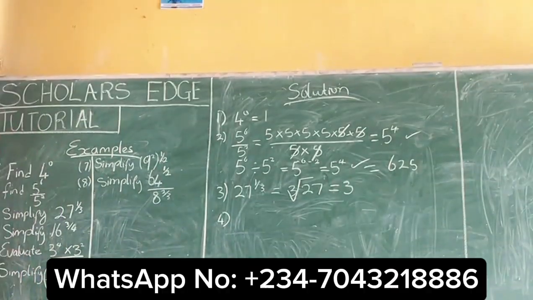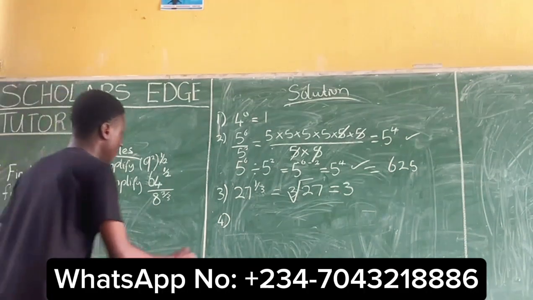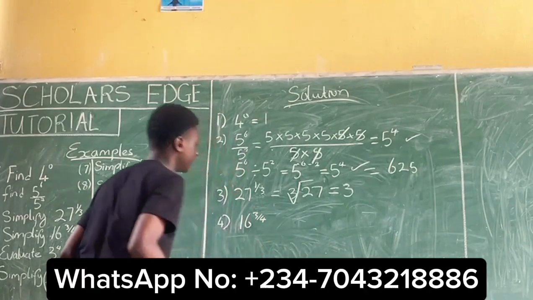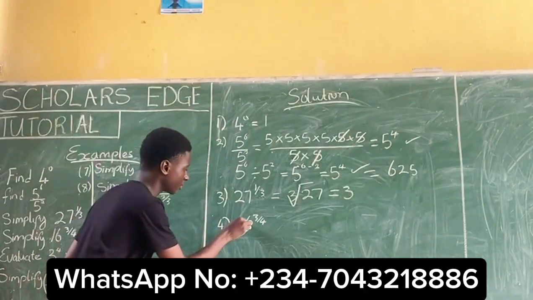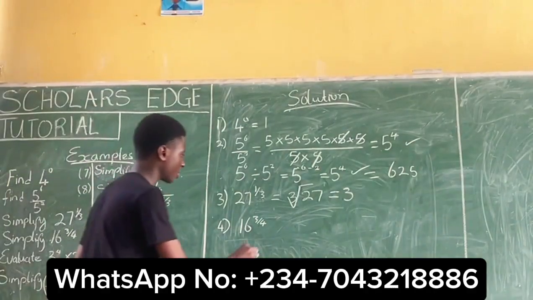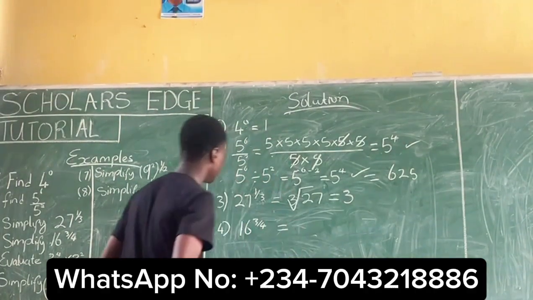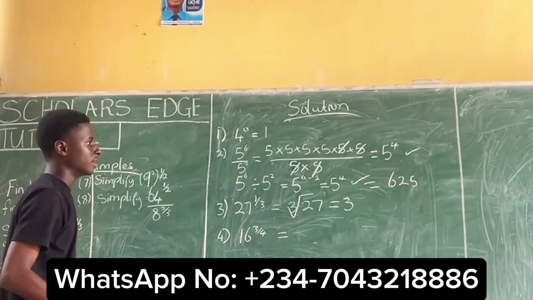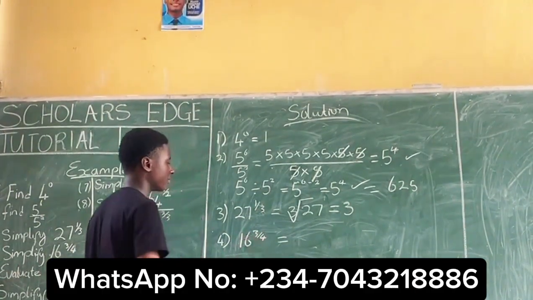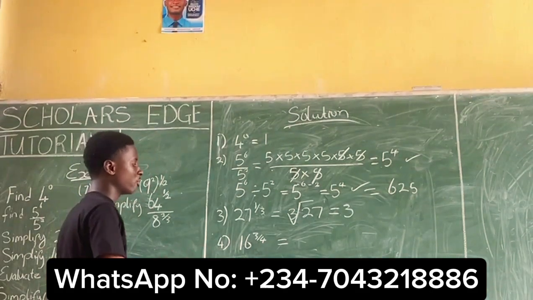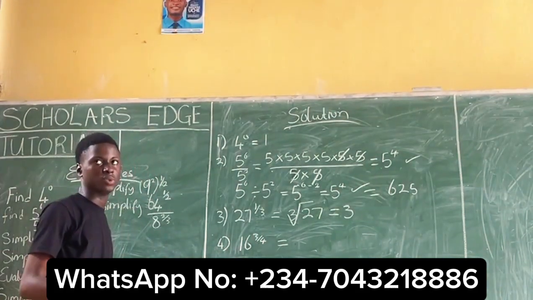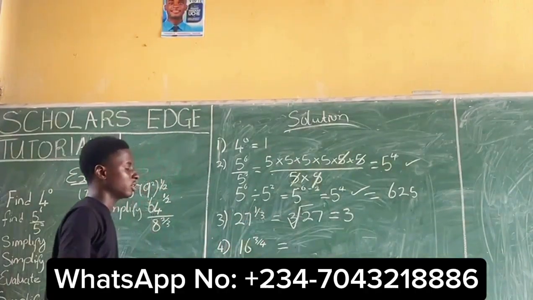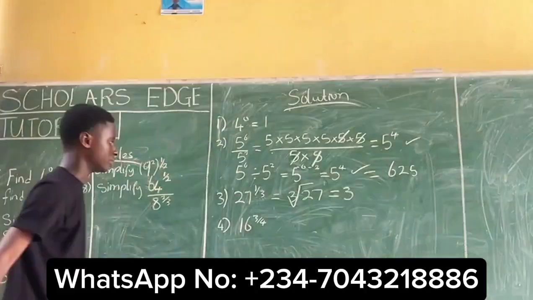For number 4, it says simplify 16 to the power of 3 over 4. Now, how do we solve this? First of all, we express 16 to have the power of 4. So, what will you multiply 4 times to give you 16? That is what I'm trying to say.